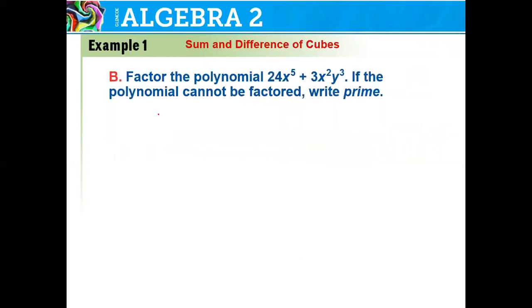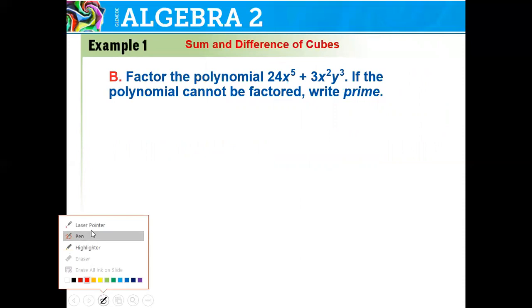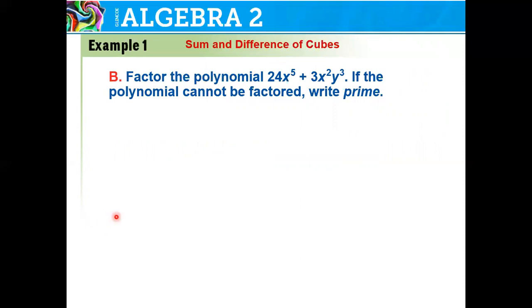Okay, let's factor the polynomial 24x power 5 plus 3x squared y cubed. If the polynomial cannot be factored, write prime. If you take a look first, as you remember, we said in our techniques, always we try to find whether there are any GCF or not. So actually we have 24 and I have 3. I can recognize here a 3 as GCF.